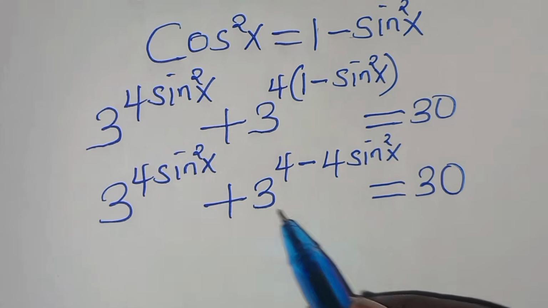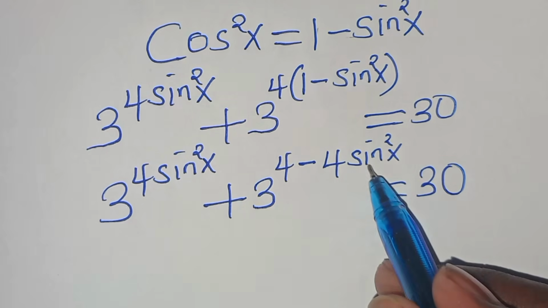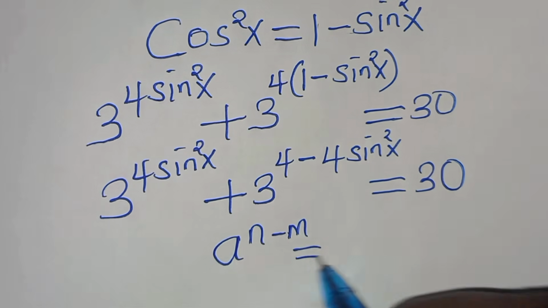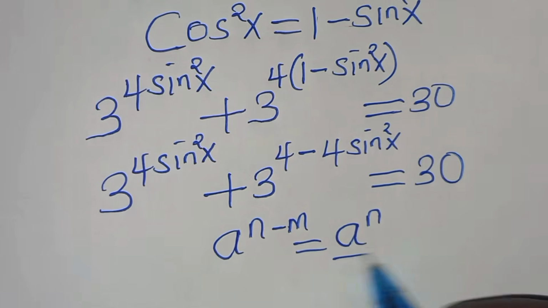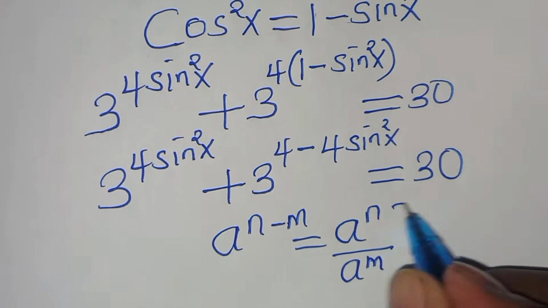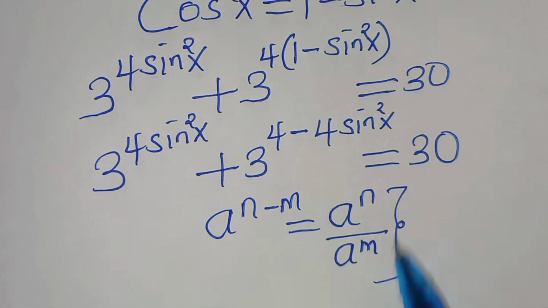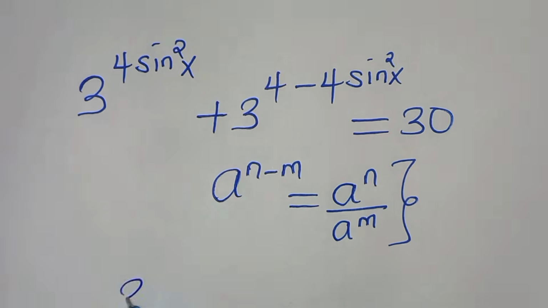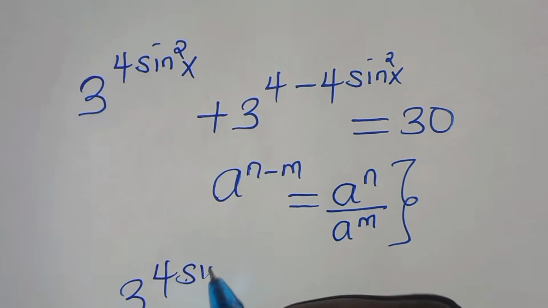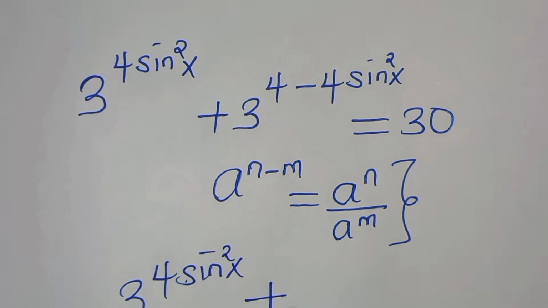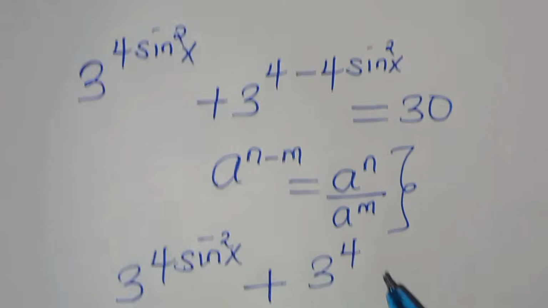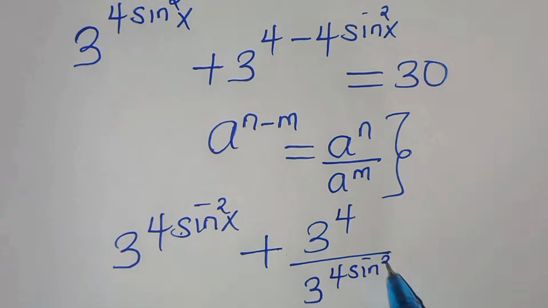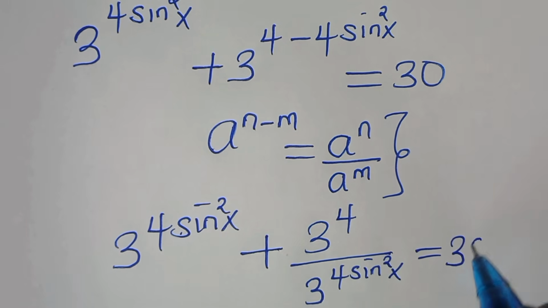Now, the next step from here, 3 to the power of 4 minus 4 sine squared x is in the form of a to the power of n minus m, which we can express as a to the power of n divided by a to the power of m. Applying this exponent property, we have 3 to the power of 4 sine squared x, plus 3 to the power of 4 divided by 3 to the power of 4 sine squared x. This is equal to 30.